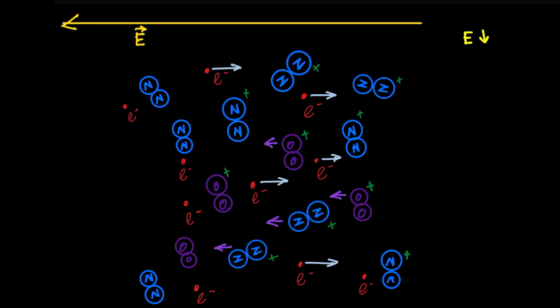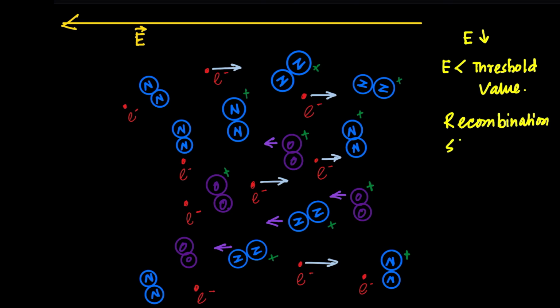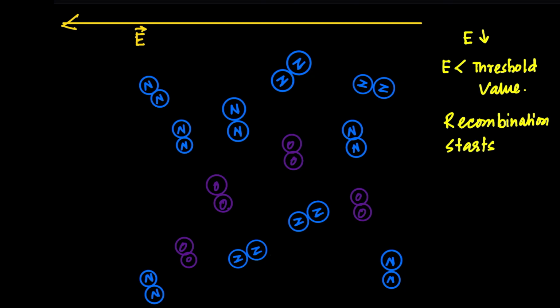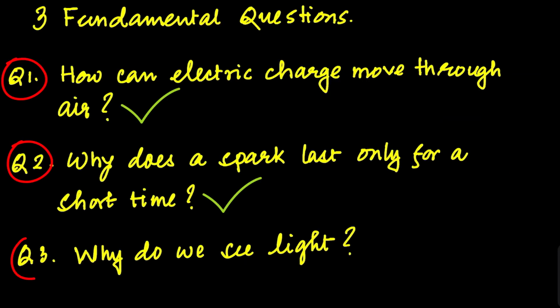After a very short period of time, the electric field decreases below a threshold value, which allows the positive ions and the free electrons to recombine. Due to this recombination, the number of charge carriers in this region decreases considerably. The gas is no longer a conductor and the spark stops. Now, let's deal with the final question. That is, why do we see light?